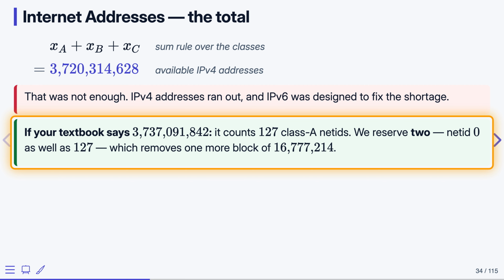One last note, in case you are reading along in a textbook. Some books give a slightly bigger total, 3,737,000,000 and change. The difference is one Class A block. Those books reserve only netid 127. We reserve netid 0 as well because it is also special, so we take away one more block of 16 million.